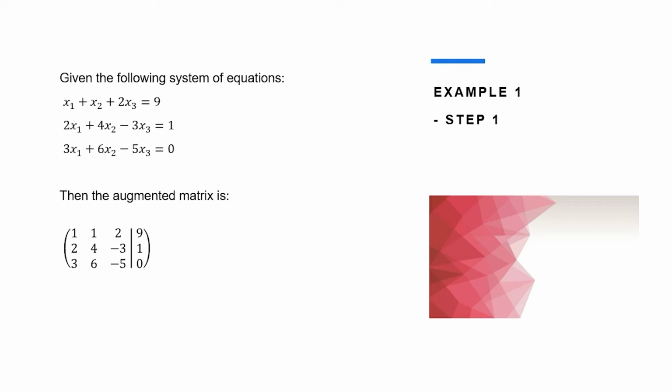Here we have a system of equations with 3 unknowns, which are x1, x2 and x3. For the first step, you need to transform this equation into the matrix form, and we can change the matrix form into the augmented matrix form, like you can see just here, which is 1, 1, 2, 2, 4, -3 and 3, 6, -5. These values are taken from the coefficients of the simultaneous equations, and the right part is 9, 1, 0, also taken from the equations.